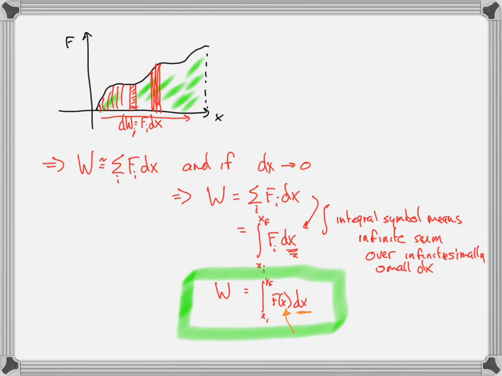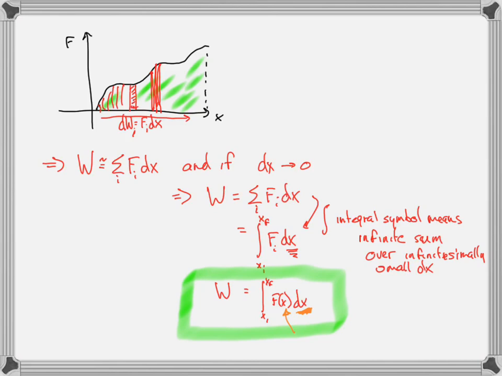Constants just come out of the integral, just like they would out of the sum. But the functions have to be written in terms of the variable of integration, in terms of x. So this is why work is the correct definition of work. And I just did this in one dimension.